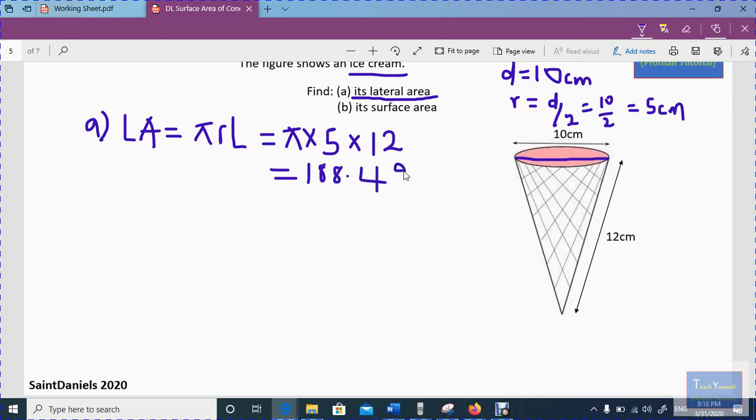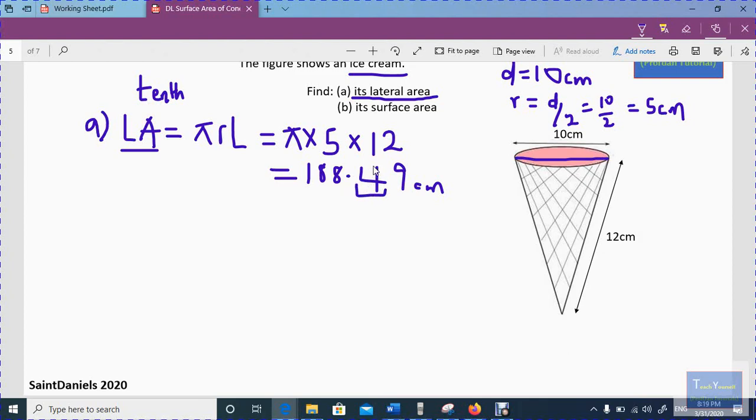188.49. Let me quickly explain something here. In case you have an exam question that says, find the lateral area of the cone and give your answer to the nearest tenth. Now, what do you mean by tenth? Of course, it means just the next value after your decimal point. So to the nearest tenth.